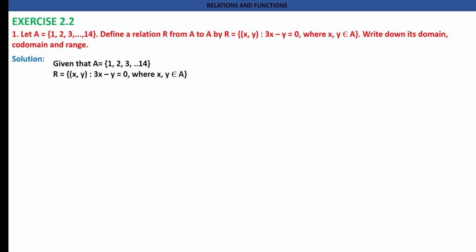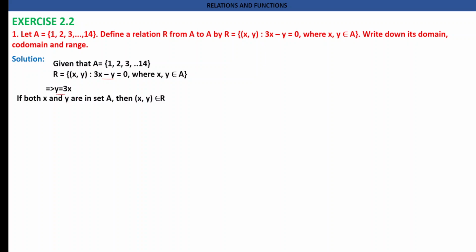Solution. Given that A is the set of elements 1 to 14 and R is a relation X comma Y such that 3x minus Y is equal to 0, where X comma Y belongs to set A. Now from this expression 3x minus Y is equal to 0, we can say that Y is equal to 3x, by transposing Y to the right hand side. So Y is equal to 3x.